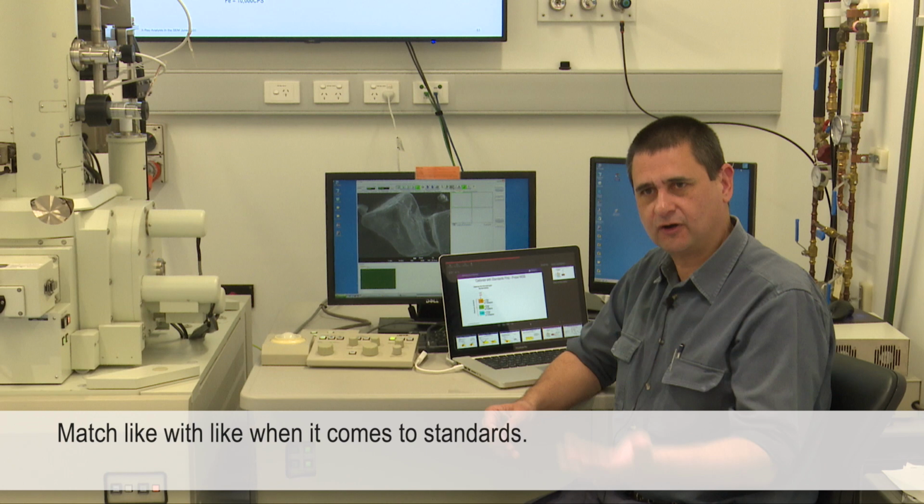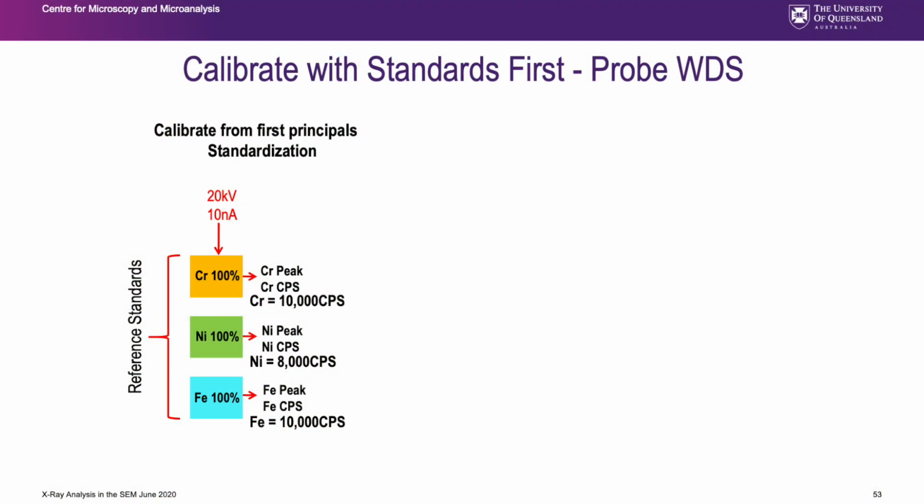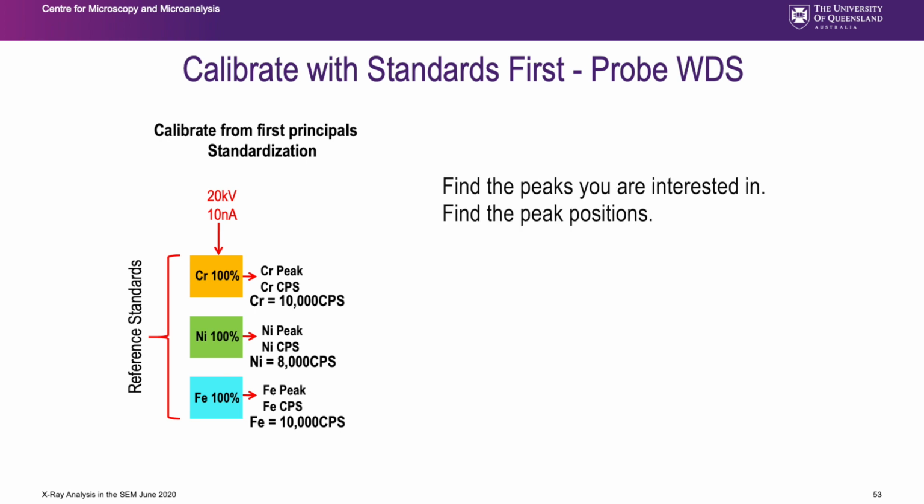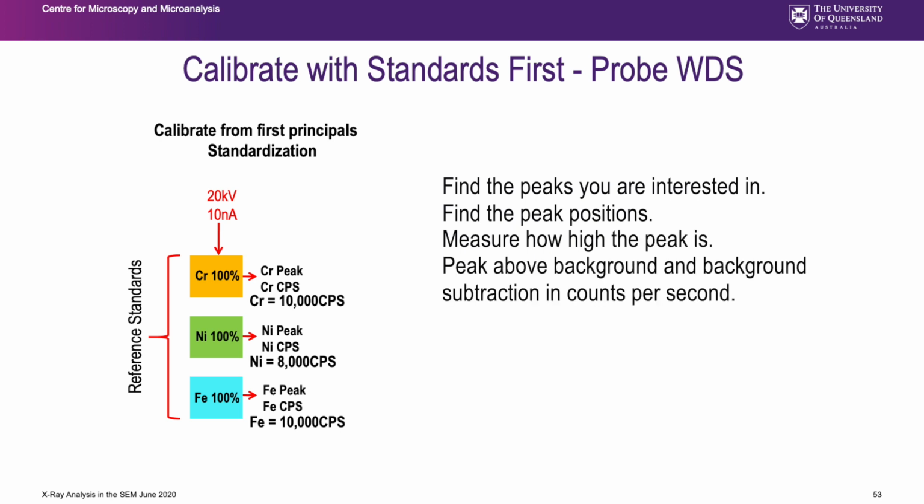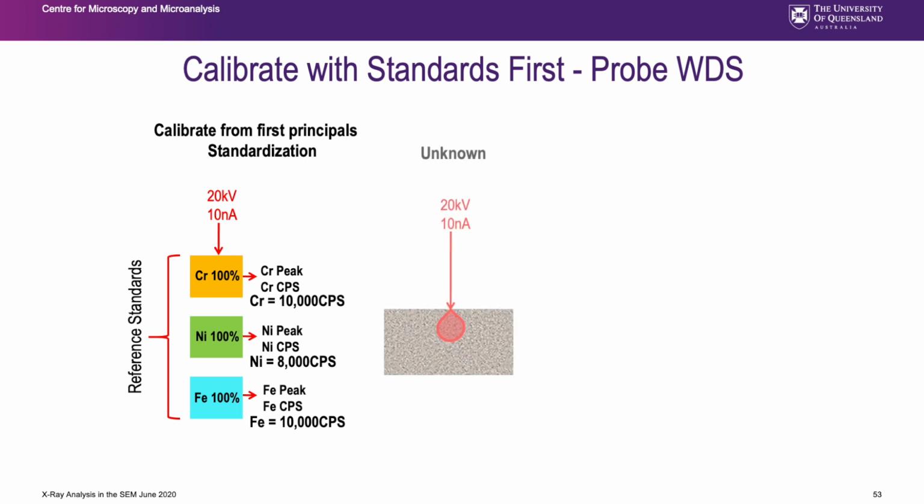Metals for metals, oxides for oxides. Let's pretend we're doing metal analysis. So I first put in there some standard reference materials: pure chromium, pure nickel, pure iron. I find the peaks I'm interested in, I find the peak position, and then I measure how high that peak is. Peak above background, background subtraction, in counts per second. So it doesn't really matter how long I measure for, I get a peak height in counts per second. I then go to my unknown material.